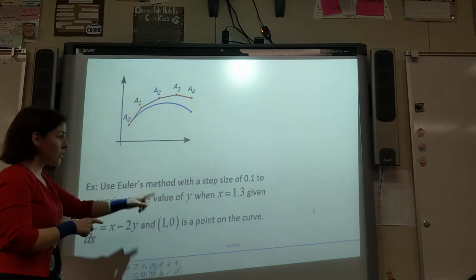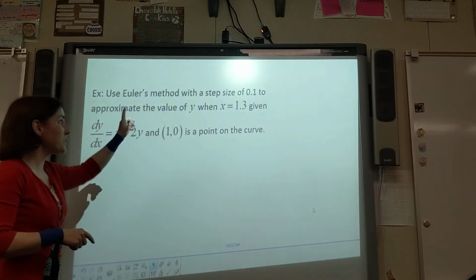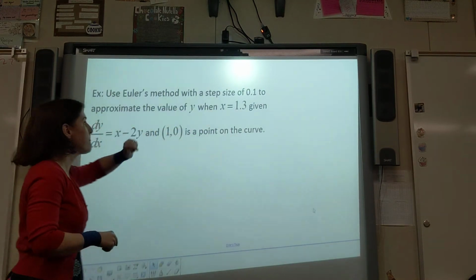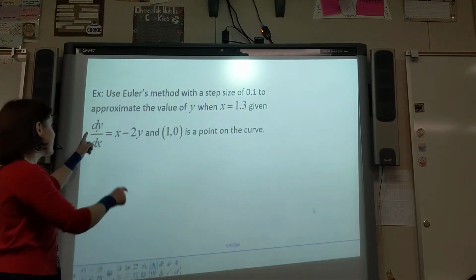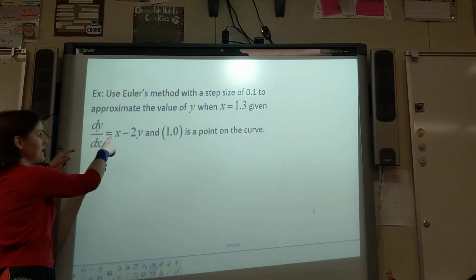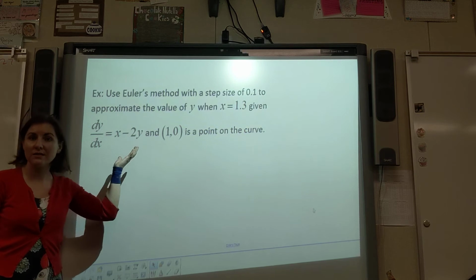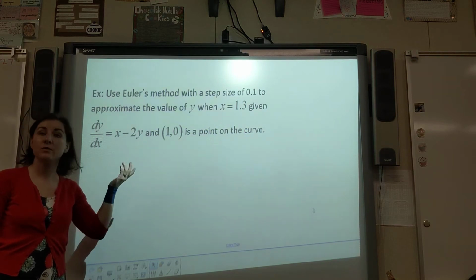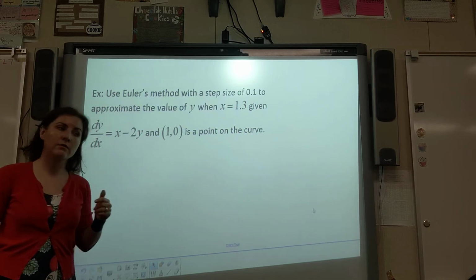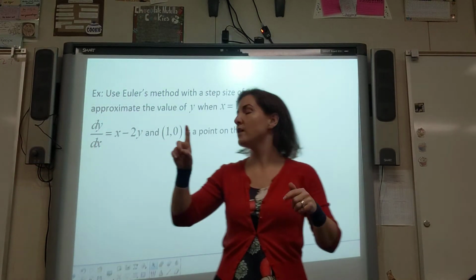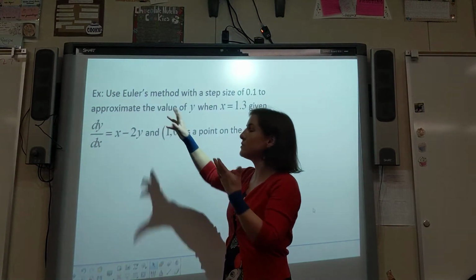Okay, so we're going to use Euler's method with a step size of 0.1 to approximate the value of y when x is 1.3. Given the derivative, dy/dx is x minus 2y. Notice that's not one of the separable differential equations that we know how to solve. And the point (1, 0) is a point on the curve. So if you have 1 point on the curve, you can use this Euler's method.